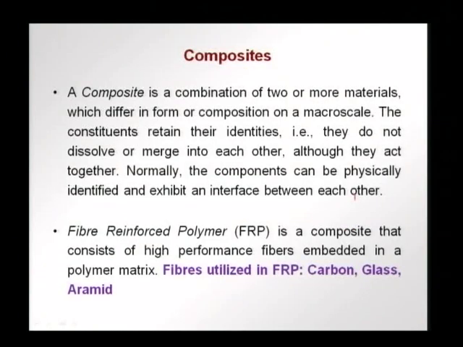Now what is a composite? We have talked several times about composites. A composite is a combination of two or more materials which are different in form or composition on the macro scale. That is, when we see them we can clearly identify that these are two different materials, and in the composite the components or the constituents of the composite retain their identities.